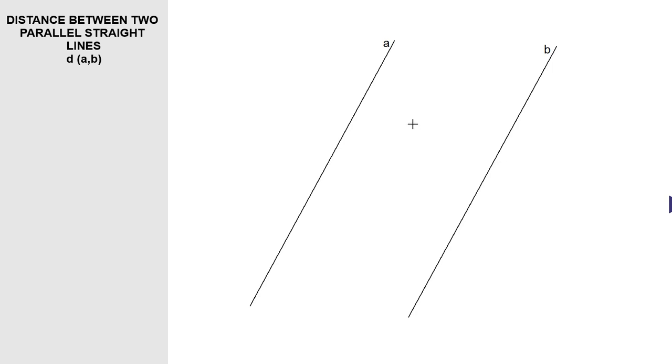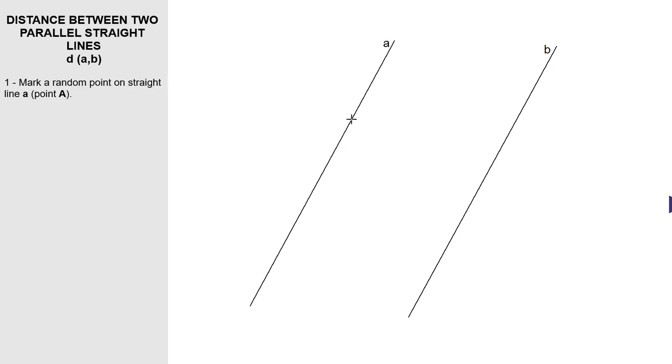And let us remember also that the distance from a point to a straight line has to be found always in a perpendicular direction in relation to the straight line. So, if we want to find the distance between these two parallel straight lines, we have to find the distance from any point on one of them to the other straight line.